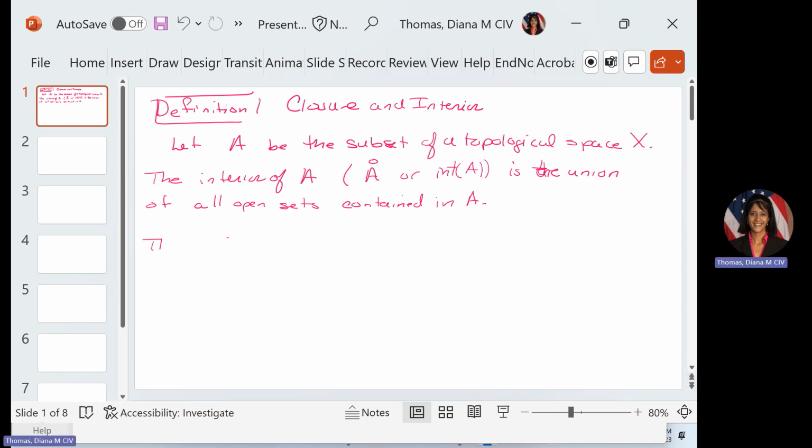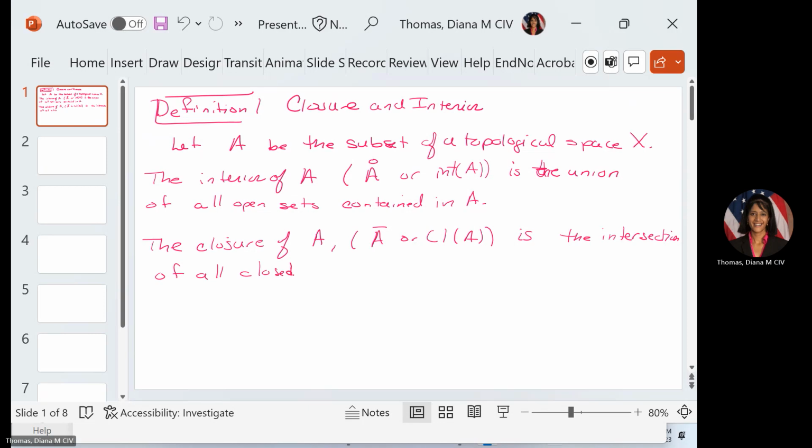The closure of A, I would use a little c, he's using a big C, but whatever, is the intersection of all closed sets containing A.